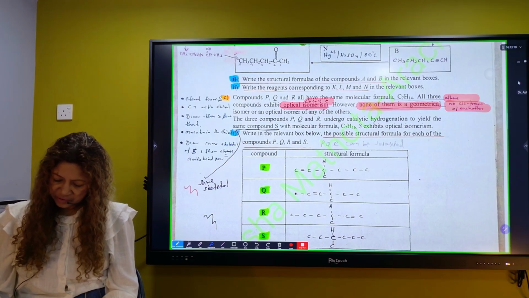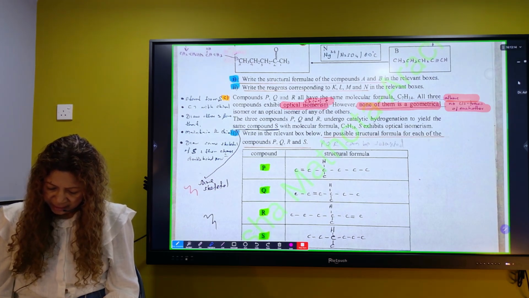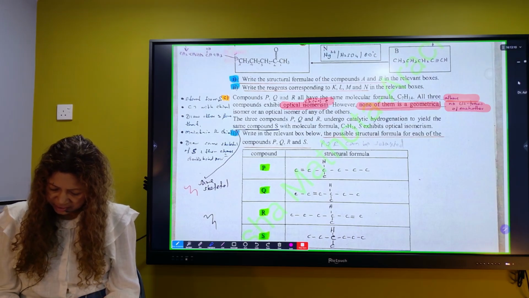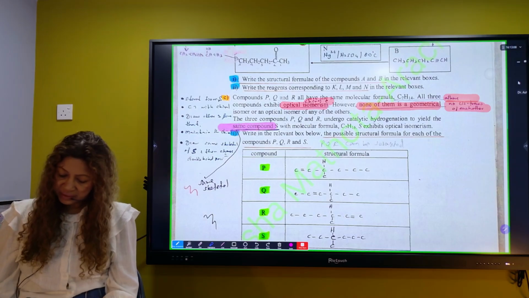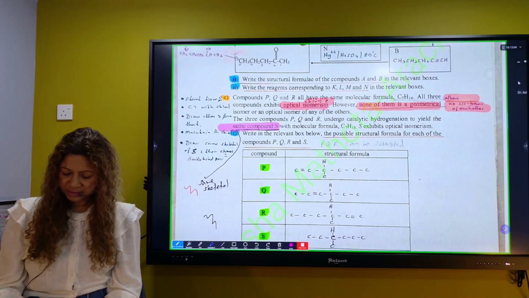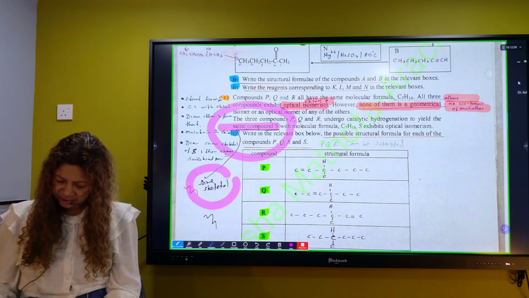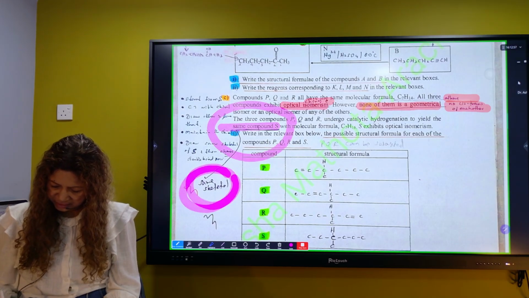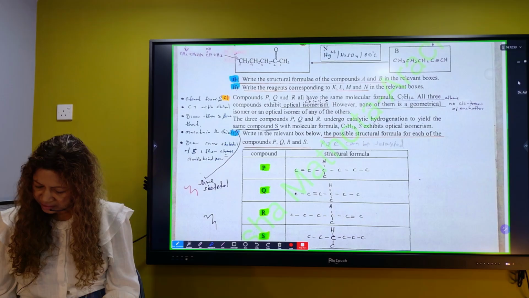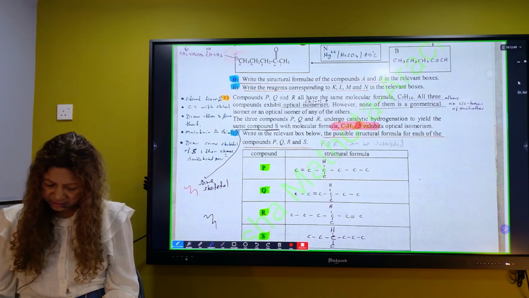Or optical isomers of each other. So you can draw 2 optical isomers together. Undergoes catalytic hydrogenation to yield the same compound S. So this is the starting point. Same compound S means they are supposed to have the same skeletal structure. C7H16 and exhibits optical isomerism.